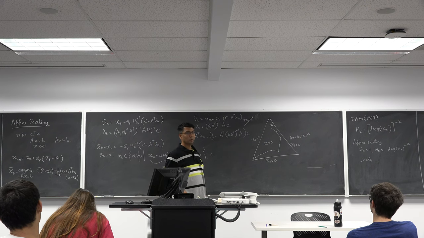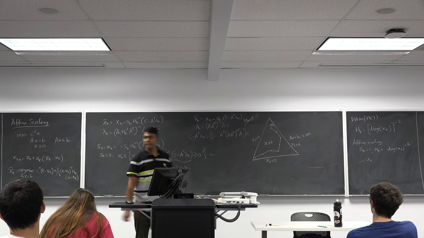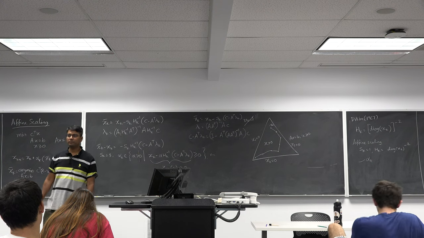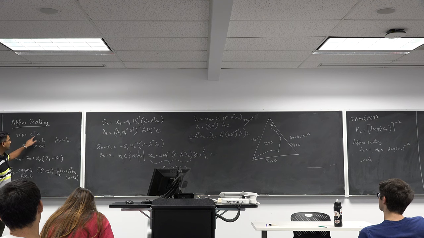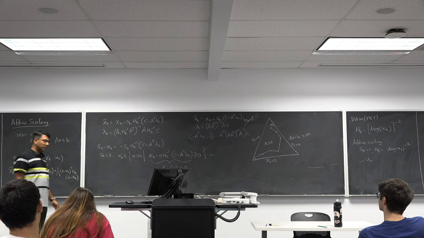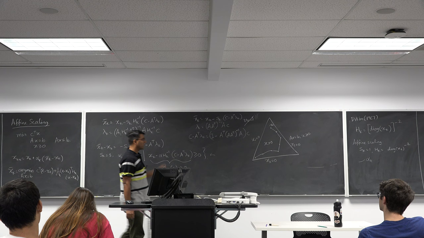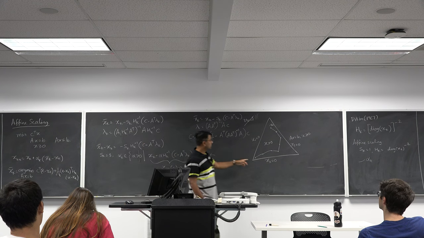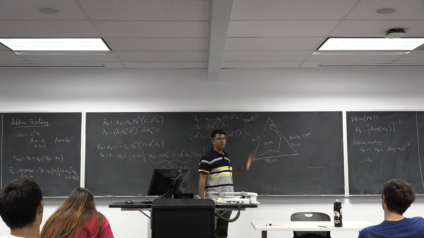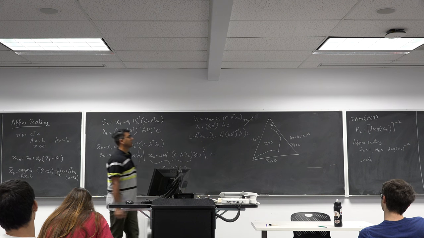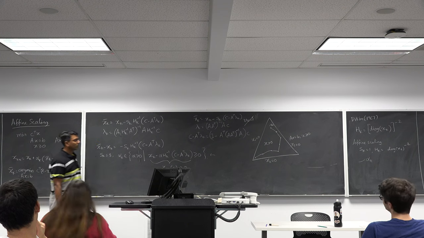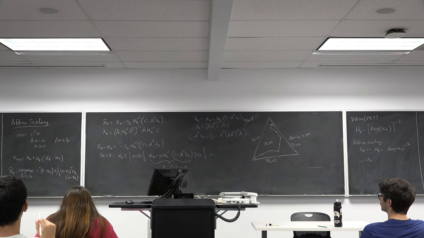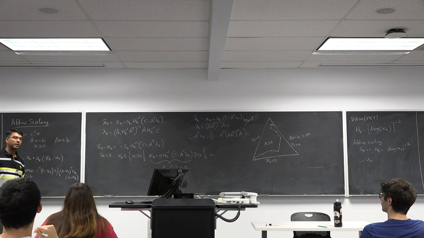Any questions so far on affine scaling? Yes? Will it reach the optimal point if the optimal point is inside the set? So this is for a linear programming problem. For linear programming, one theorem, which we haven't covered in the class, but it's true, is that the solution will always be at the boundary. It will never be inside the set. The reason for that is a bit complicated, so I'm not covering it in the class, but that is one of the results for linear programming problems. The solution is always at the boundary, never inside the set.